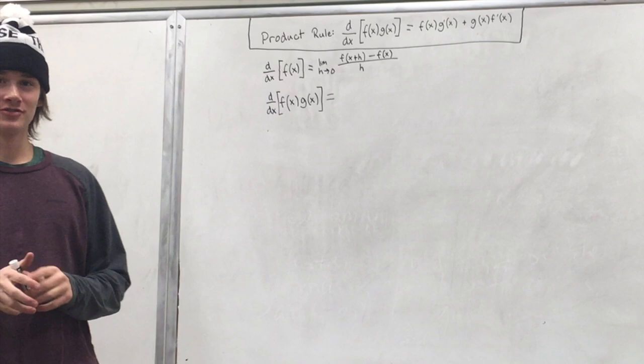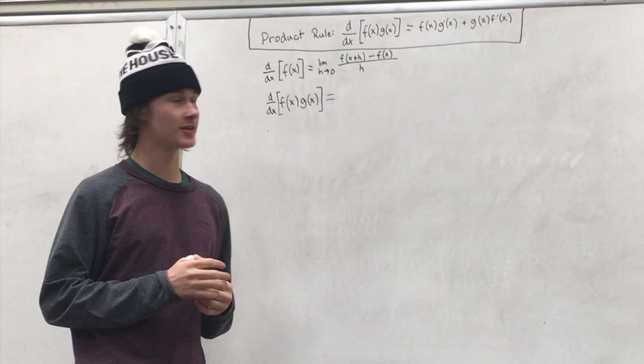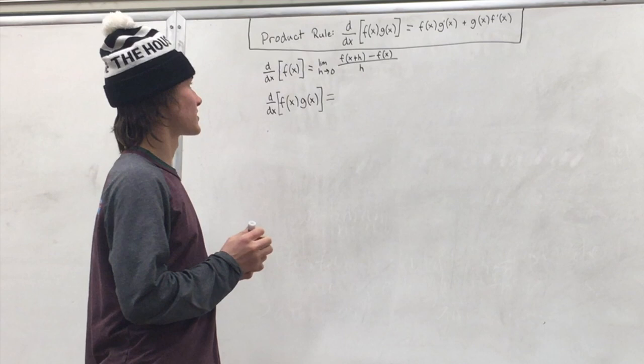Okay, so today we'll be proving, explaining, and then ultimately using the product rule, which as stated is the derivative of f of x times g of x equals f of x times the derivative of g of x plus g of x times the derivative of f of x.